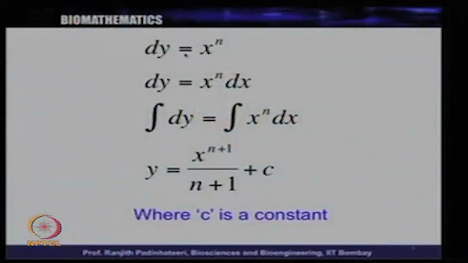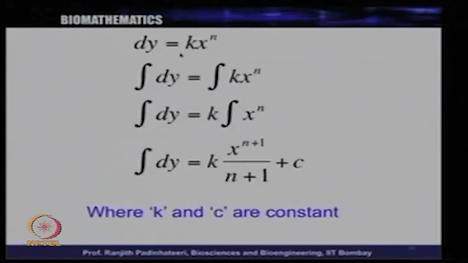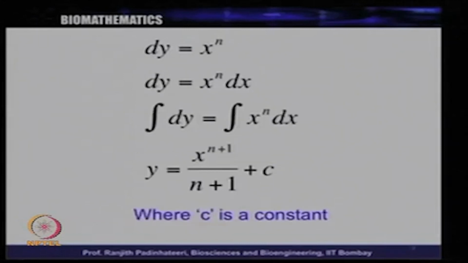So, let us have a look at the next slide. So, we have dy by dx is x power n. Sorry, this is what I wanted to write here, that dy by dx is x power n. Basically, let us go back and try and do this.